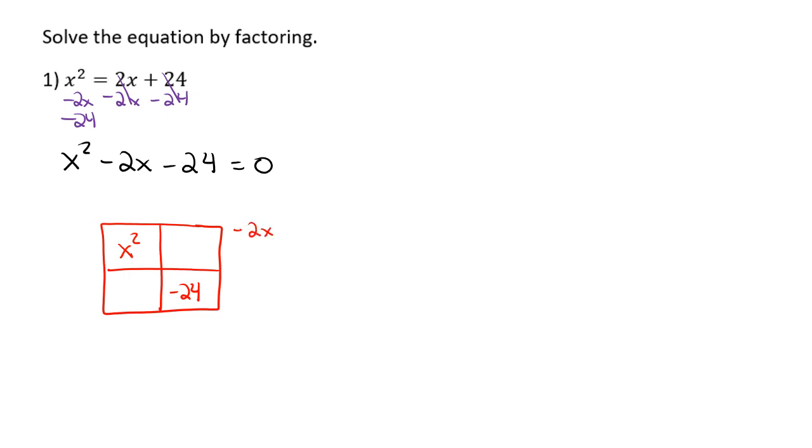And then x squared times negative 24 is negative 24x squared. We need to find two values that multiply to be negative 24x squared, and then the same two values that will add to be negative 2x. So our combination will be negative 6x and positive 4x, because negative 6x times 4x is negative 24x squared, and negative 6x plus 4x is negative 2x.